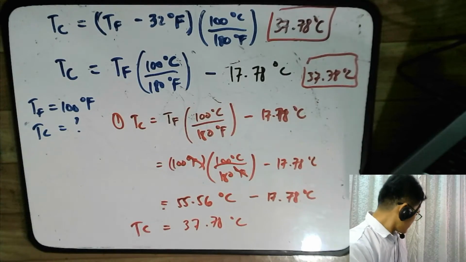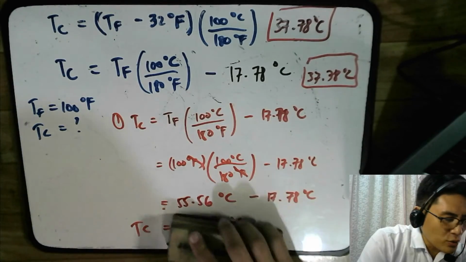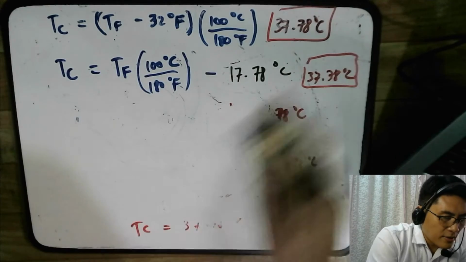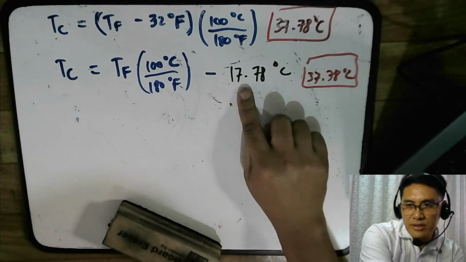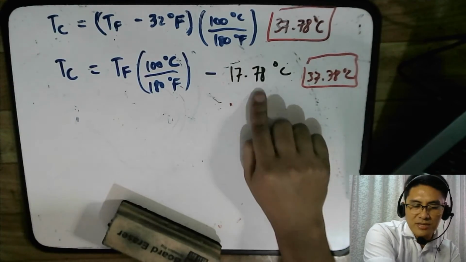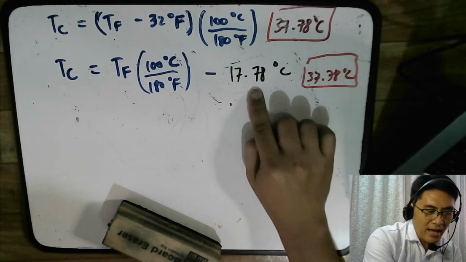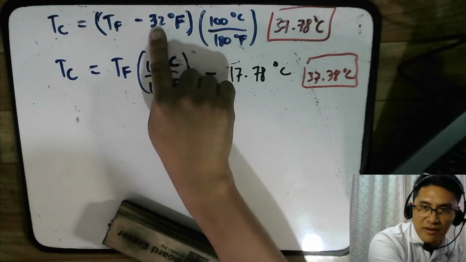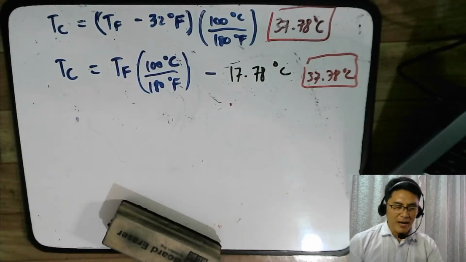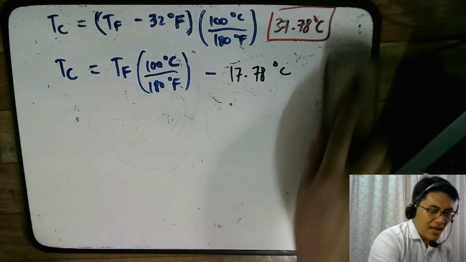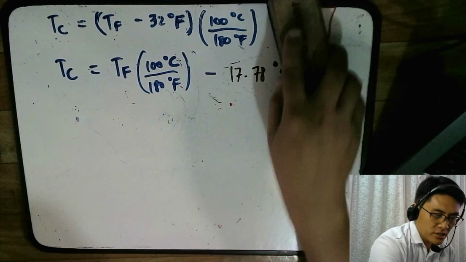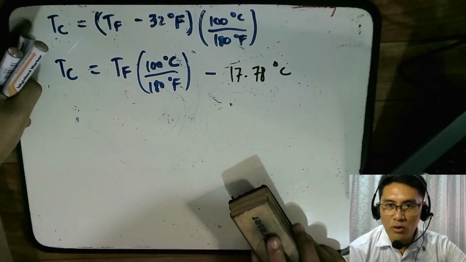However, if you notice, I told you that this is really not 17.78. It's really 17.7777777777. So therefore, this is not exact. However, this 32 degrees Fahrenheit is exact. Okay? So what I'm telling you is, that's why in books, you always only find this formula.